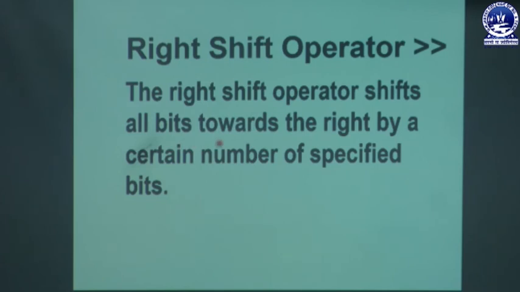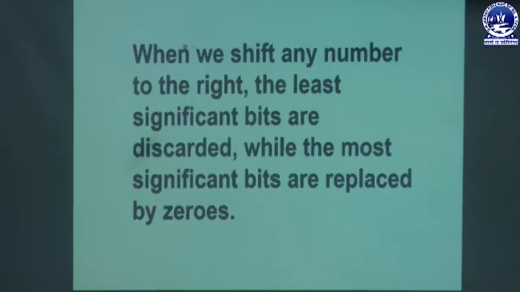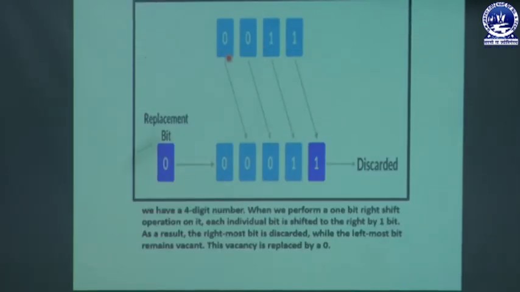All bits shift towards the right by a certain number of specified bits. We will take one example so that you will be clear on this concept. When we shift any number to the right, the least significant bits are discarded while the most significant bits are replaced by 0. How? Suppose you have used a 4 digit number 0011 here.